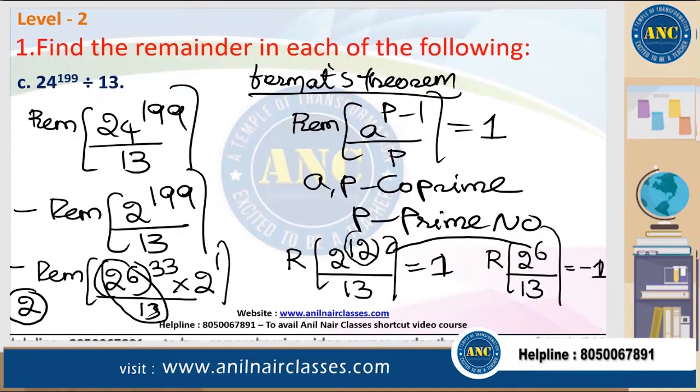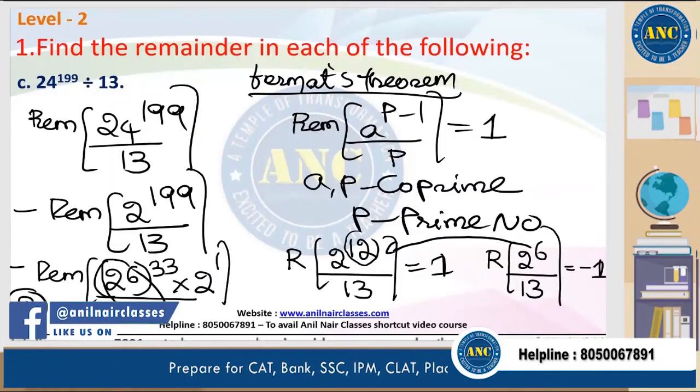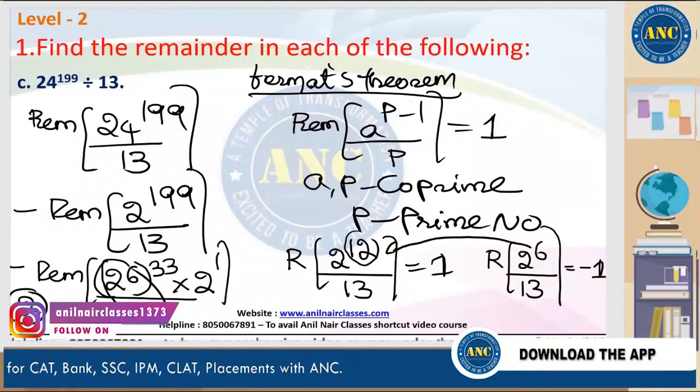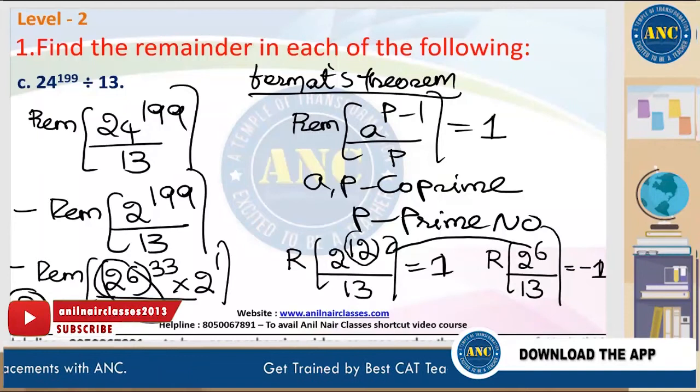Why this problem? See, I am discussing. What if the denominator is a prime number? If the denominator is a prime number, I can use Fermat's theorem. So 13 2s are 26. Why I wrote minus outside? 13 2s are 26. Negative remainder is minus 2.